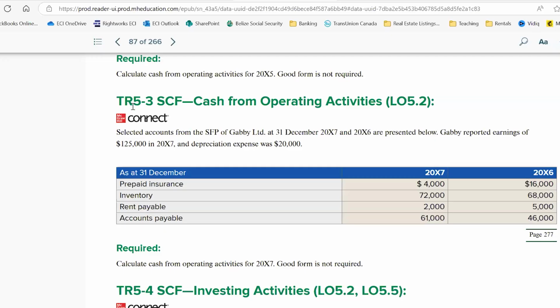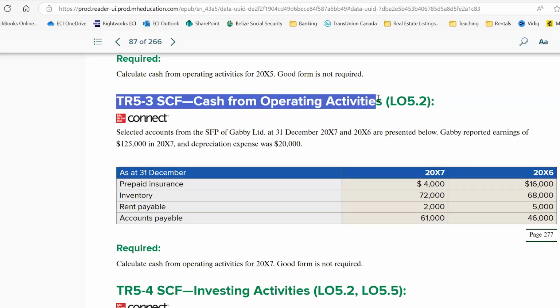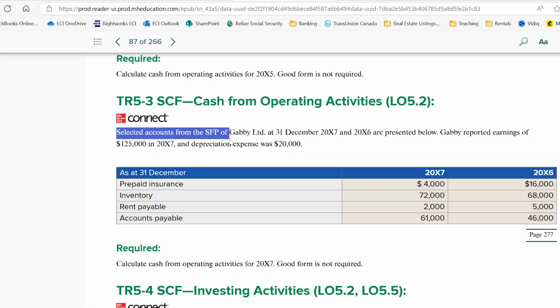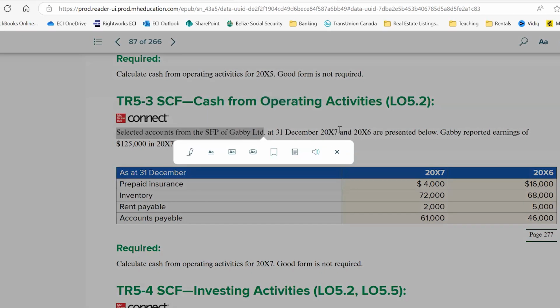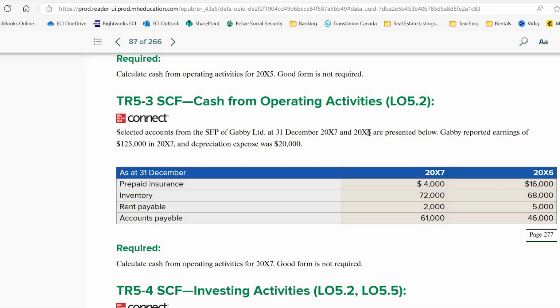And one of the problems that I do in class is this one here, TR5-3. So this is cash from operating activities. And it tells you here, selected accounts from the statement of financial position, so the balance sheet, at Gabby Inc. at December 31st, 2007 and 2006 are presented below. And that Gabby had earnings of 125 in 2007 and depreciation was 20,000.